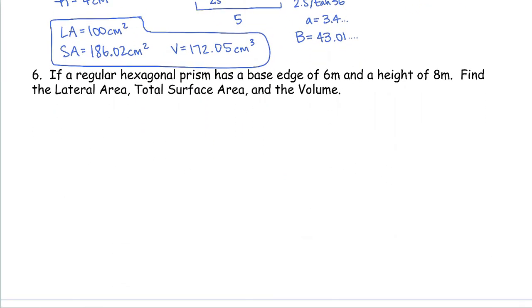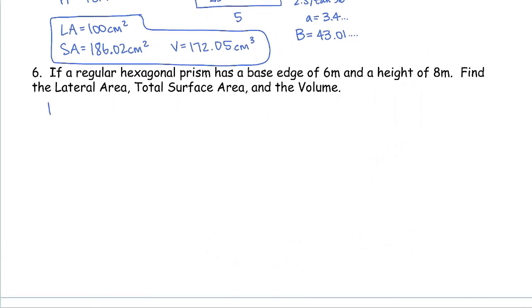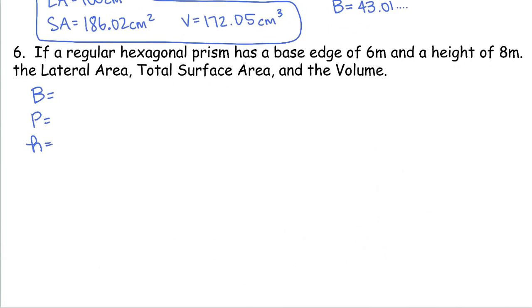If a regular hexagonal prism has a base edge of 6 and a height of 8, find the lateral, total, and volume. All right, so I want to find three things again. Area of the base, perimeter of the base, and height between the bases. So this tells us that our height is 8. Our perimeter is going to be easy. It will be 6 for 6 sides, so 36. And now we just need to find the area of our base using AP over 2.